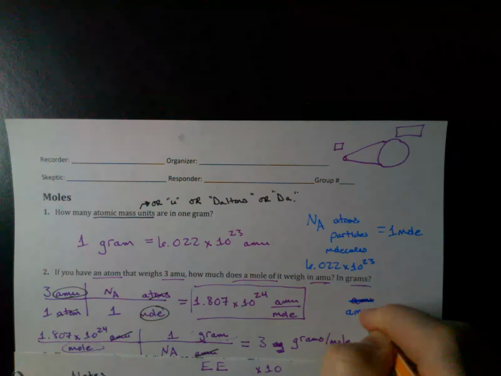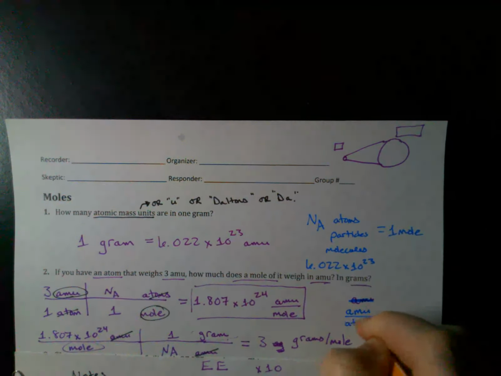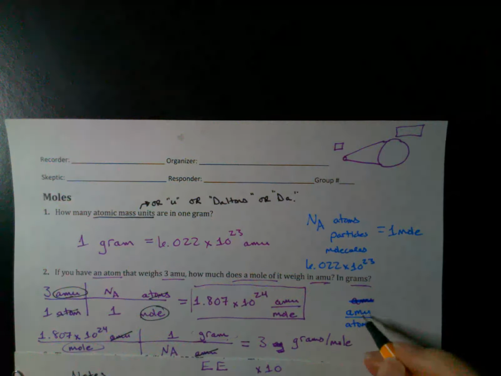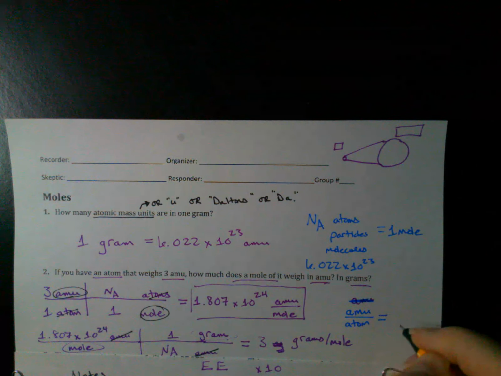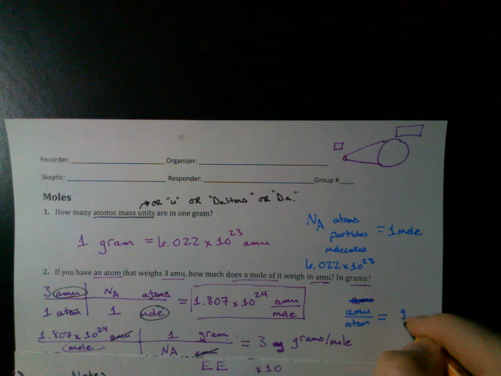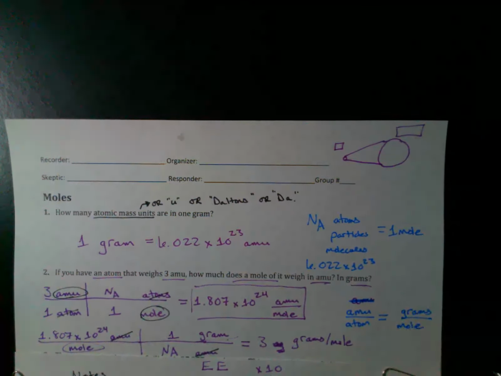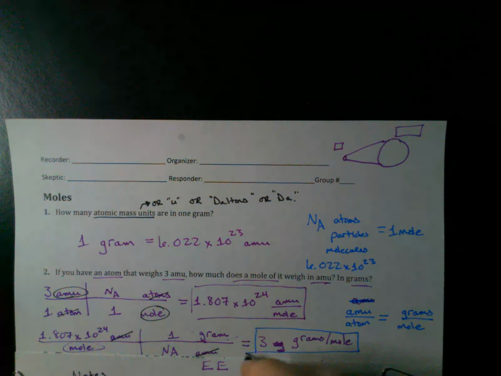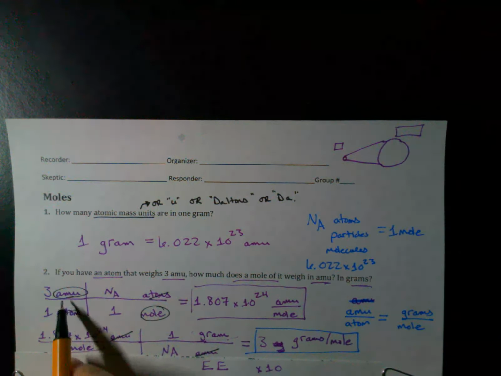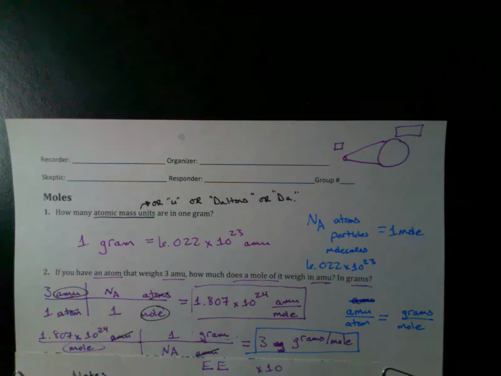I have just gone from AMU per atom, where 1 atom weighs 3 AMU, and I've shown you that that's exactly the same thing as grams per mole. It's the same number, right? Not necessarily the same thing. So if I have an atom that weighs 3 AMU and I have a bunch of atoms that all weigh 3 AMU, it averages out to where every mole of that same element, whatever I'm looking at, weighs 3 grams.